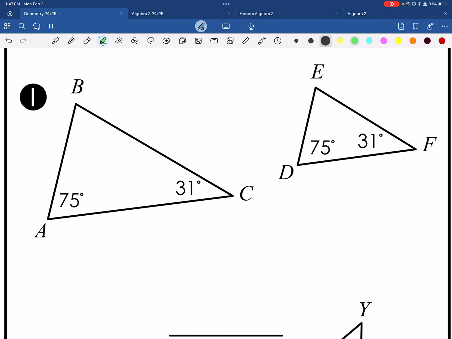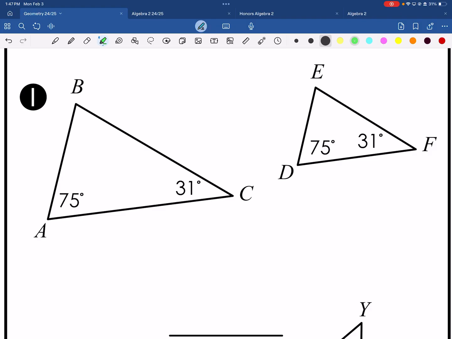We want to be able to do 2 things with these. We want to be able to identify if they're similar or not by angle-angle, because that's the only one we know. That's the first thing we want to do. And then we want to also be able to make a similarity statement: this triangle is similar to this triangle. So we've got 2 things we have to do. First, determine if they're similar. And then once we've determined that, write that similarity statement.